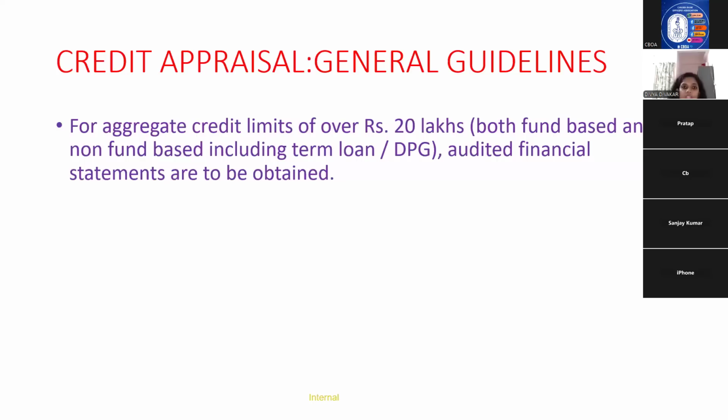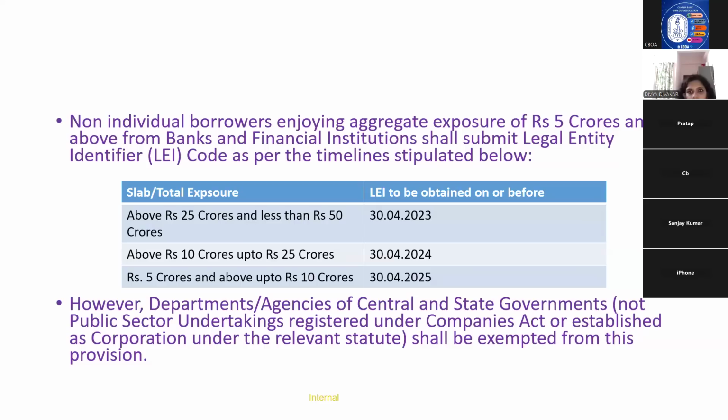Credit appraisal. In case of credit appraisal, as a general guideline, for aggregate credit limit of over rupees 20 lakhs, audited financial statements are to be obtained. So in case of credit facilities above 20 lakhs, audited financial statements are to be obtained. Non-individual borrowers enjoying aggregate exposure of 5 crore and above are supposed to give the LEI code. What is LEI? Legal Entity Identifier Code. And there is a timeline stipulated for that.